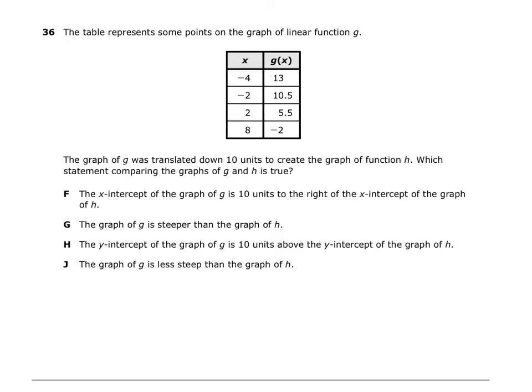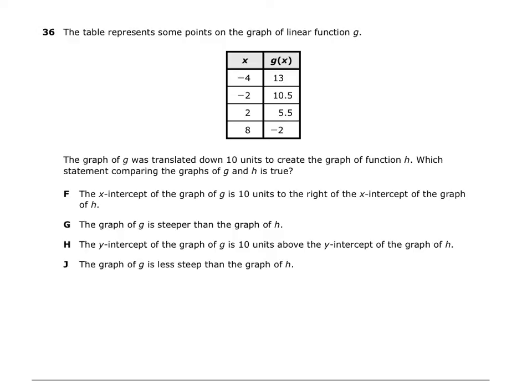And this will be our last page for today. So on number 36, it says the table represents some points on the graph of the linear function g. The graph of g was translated 10 units down to represent the function h. Which statement comparing the graphs of g and h is true? So if we're translating it down 10 units, that means that all of our y values are going to move down 10 units.